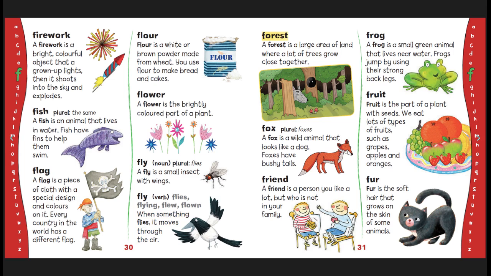Forest. A forest is a large area of land where a lot of trees grow close together. Fox. Plural, foxes. A fox is a wild animal that looks like a dog. Foxes have bushy tails.